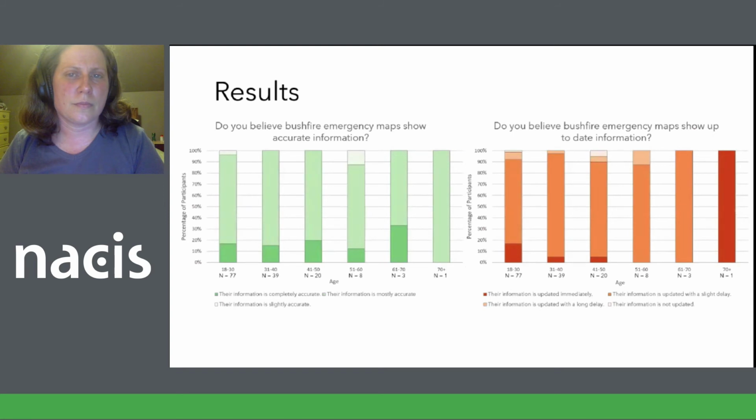From the data collected, these graphs show a breakdown of how accurate and up-to-date the participants believed the bushfire emergency apps they viewed are, by age. To ask this question, we used a scale, and using the accuracy question as an example, we scaled it from not accurate at all to slightly accurate, then mostly accurate, and then completely accurate, with the question regarding how up-to-date the information is being similar.